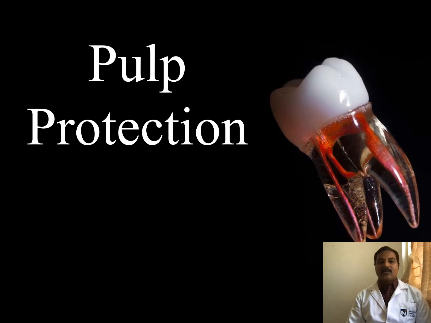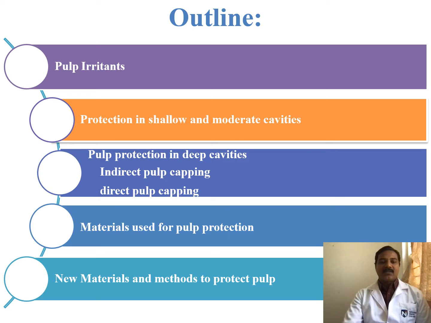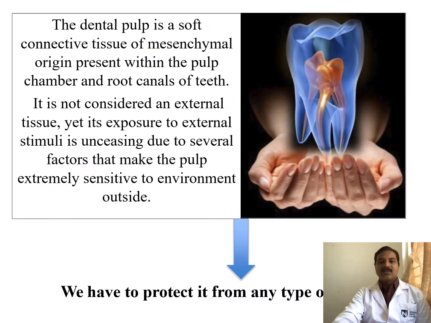Today we'll be talking about pulp protection. The class will be about pulp protection. I'll discuss this under various contents like what are the pulpal irritants, protection in shallow and moderate cavities, pulp protection in deep cavities. In that we'll be discussing indirect pulp capping and direct pulp capping, the materials used for pulp protection, and any latest materials that have come for the treatment of pulp protection. We'll be discussing all these contents.